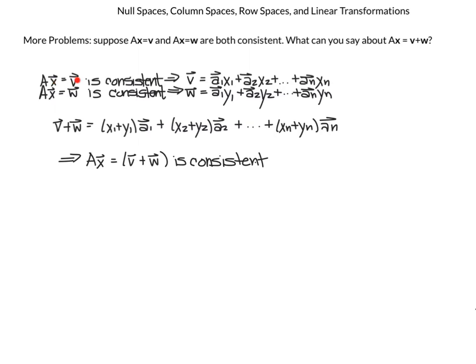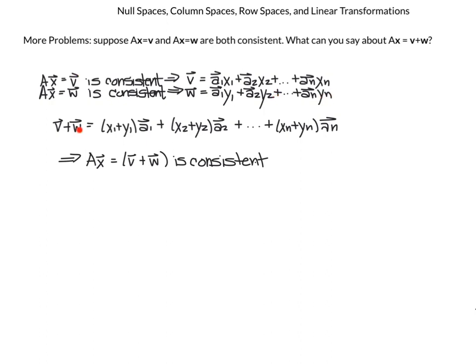So if Ax equals v is consistent, that means v can be written as a linear combination of the column vectors of A. So I have a1, the first column vector, times some constant x1 plus a2 times x2 up to an times xn. The same can be true of w. If Ax equals w is consistent, then w is written as a linear combination of the column vectors of A. And I chose y1, y2 up to yn to be my constants now.